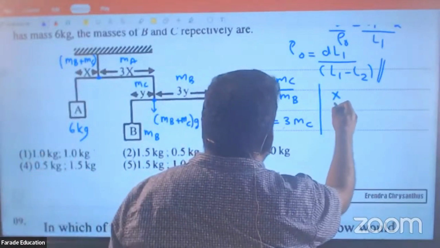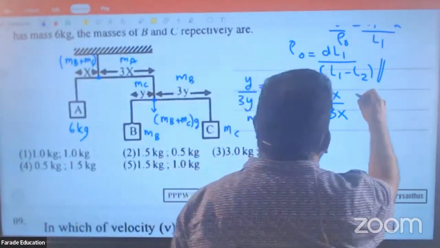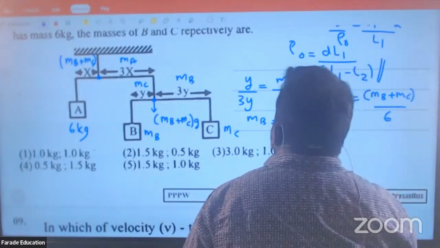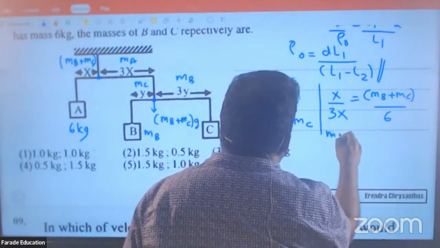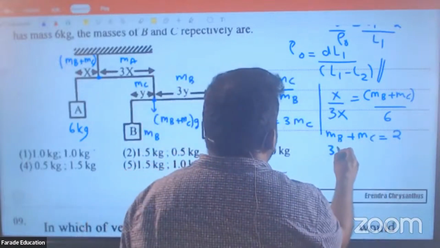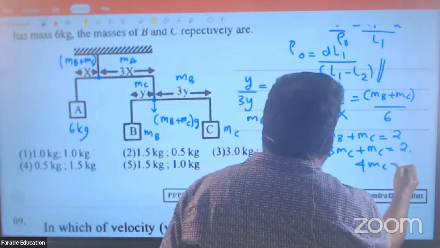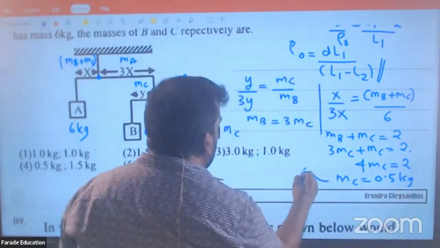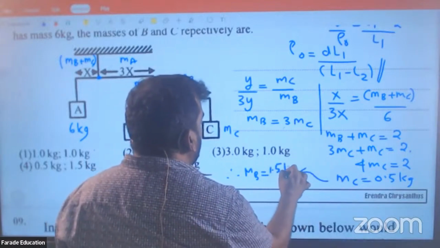Take moments: x over 3x. Here you have MB plus MC, and here you have MA, which is 6 kg. The x's cancel off, so MB plus MC is equal to 2 kg. MB is equal to 3MC plus MC, so 4MC equals 2 kg. MC is equal to 0.5 kg. Therefore, MB is equal to 3 times that, so 1.5 kg.